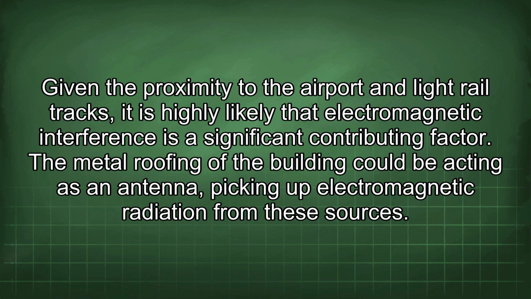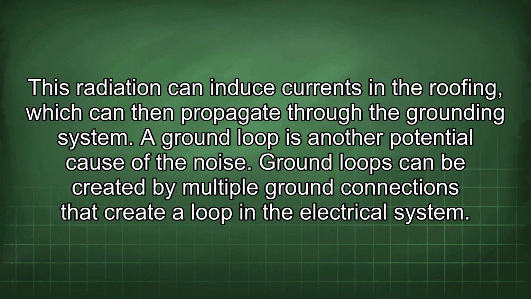Given the proximity to the airport and light rail tracks, it is highly likely that electromagnetic interference is a significant contributing factor. The metal roofing of the building could be acting as an antenna, picking up electromagnetic radiation from these sources. This radiation can induce currents in the roofing, which can then propagate through the grounding system.